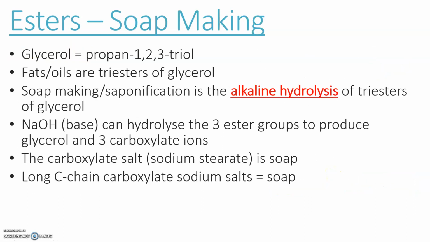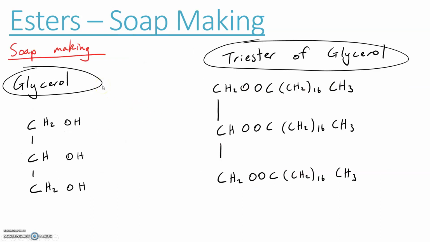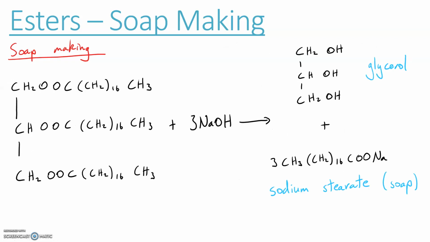Okay, so that's esters. Just to reiterate, long chain carboxylate sodium salts are soaps. And what we did is we started with glycerol, which was this molecule here, propan-1,2,3-triol. We make a triester out of it. So basically it's a triple ester, 3 ester functional groups coming off in a single molecule. Could be longer or shorter carbon chains than this. I think soaps tend to be long chain.